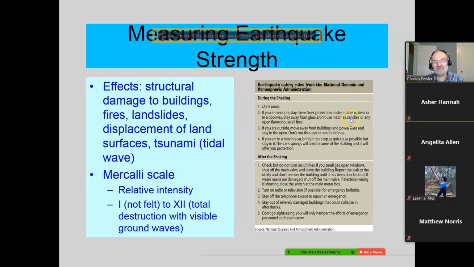So candles, matches, any other open flames, or if you already have a fire going like in a fireplace, put it out because you don't want that natural gas, if something does leak, getting near the flame. Okay? Now, that's if you're inside.